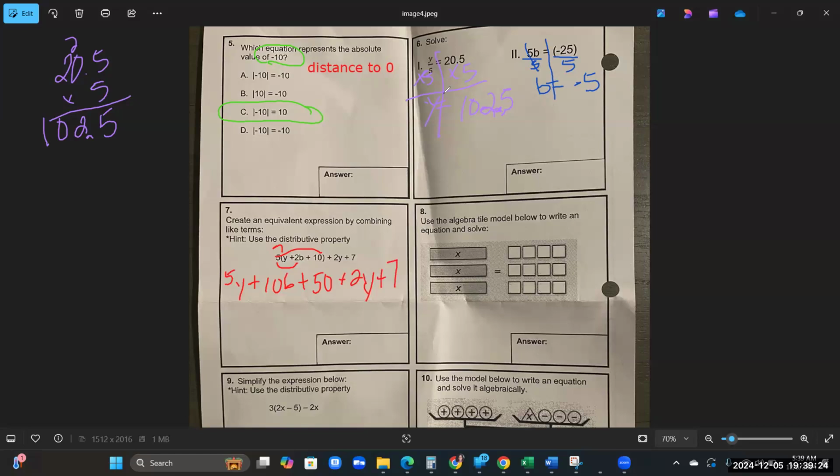All right, we did the distributive property. Now combine like terms, which tells us to combine those that have the same variable or are constants. 5y and 2y would give us 7y. 10b is by itself, so leave it by itself, no other b's. And then we got 50 plus 7 to give us 57.